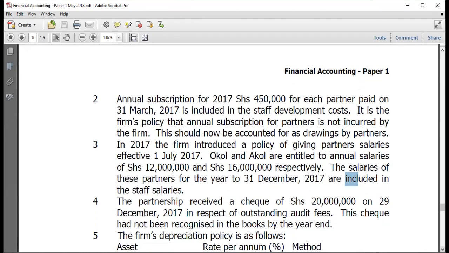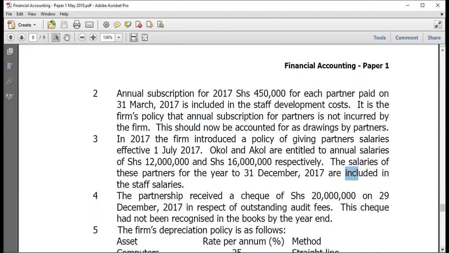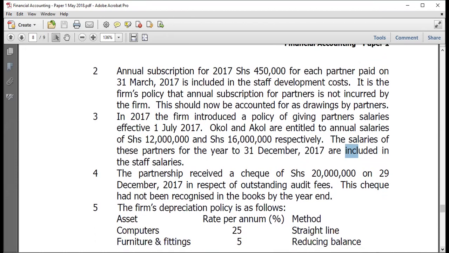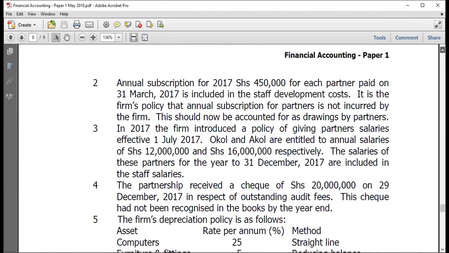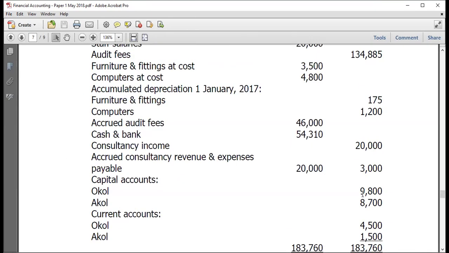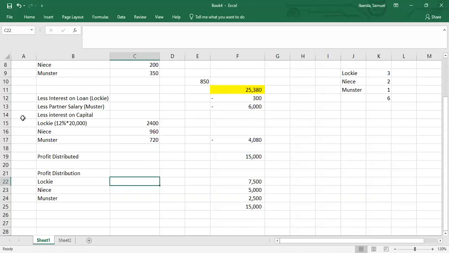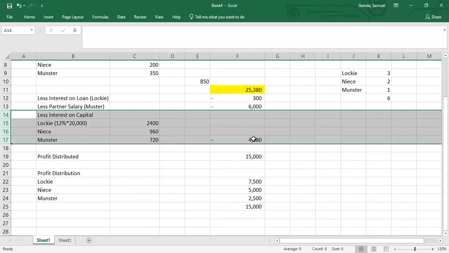The next thing you should be doing is to less any interest on loan or interest on capital, and then salaries. The only thing there is an interest on capital, which is 10%. You just get the capital balances here, 9,800 and 8,700, and you apply the 10% to get the respective interest on capital that you less within your appropriation account. Just like what we had right here, remember what we did when it came to interest on capital? We lessed it to come to this value.